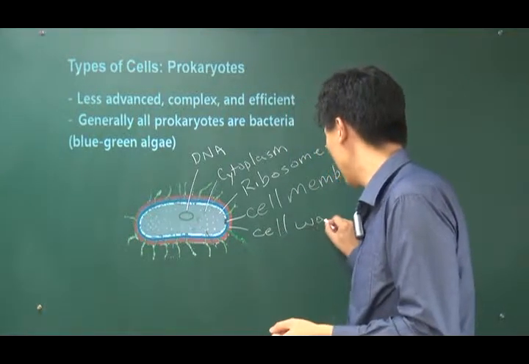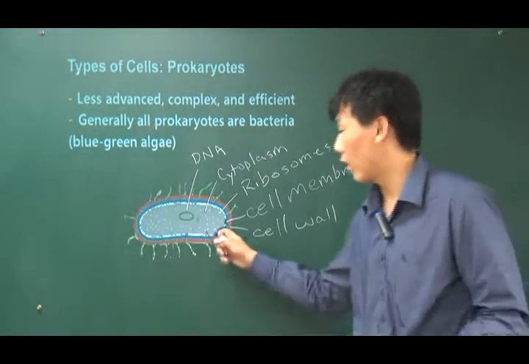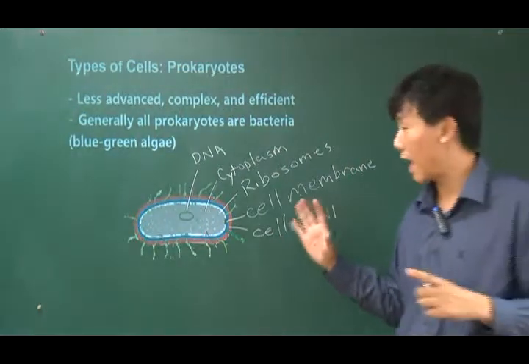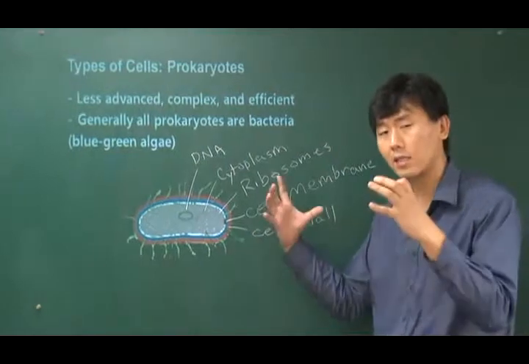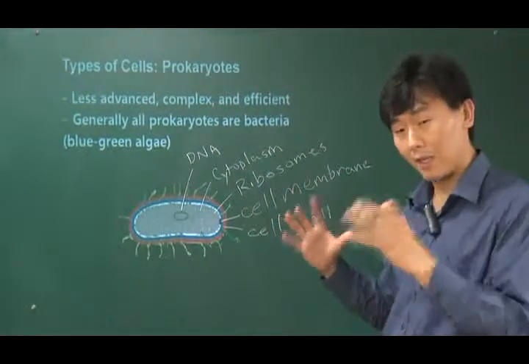And then finally we have the cell wall. Okay? So prokaryotes have a cell wall generally. These are going to add support, and it's going to be more rigid than the cell membrane, so it's going to add support to the cell. It's going to help it keep its shape.